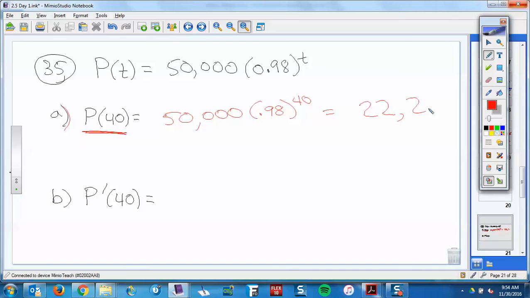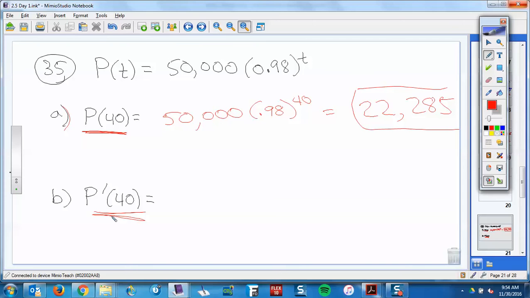22,285, and I'd say it's people, so you'd probably not use decimal places there. Okay? Now, look at this. See what I've done there? It said, what is the rate of change on January 1st, 2000? Well, that's where you need to say and communicate to me that you understand they're wanting the derivative at 40.